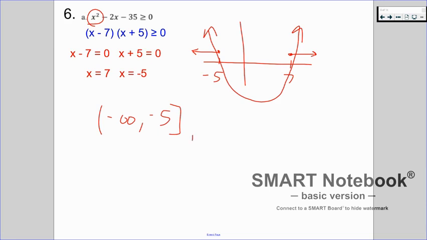And then I've got another set of numbers over here that I'm going to include, which would be from 7 to positive infinity. Again, we're going to include the 7, but not include the infinity. So there's 6a.